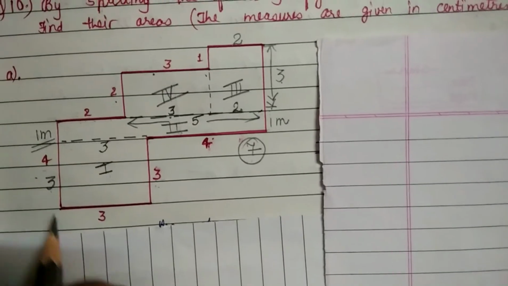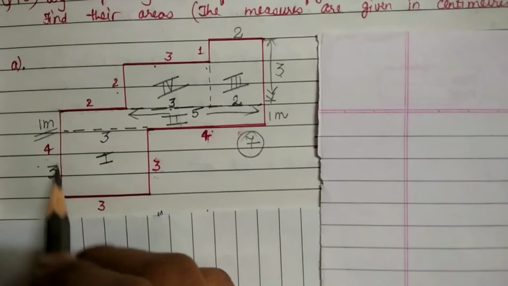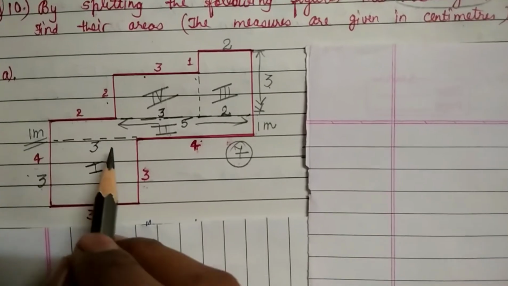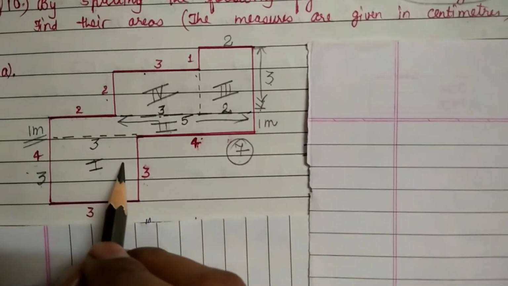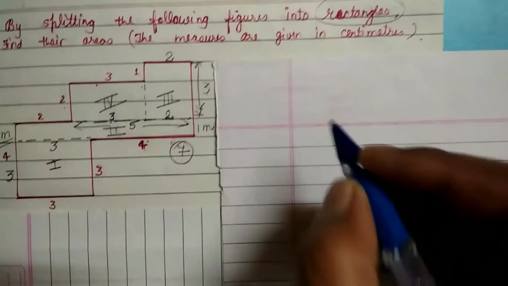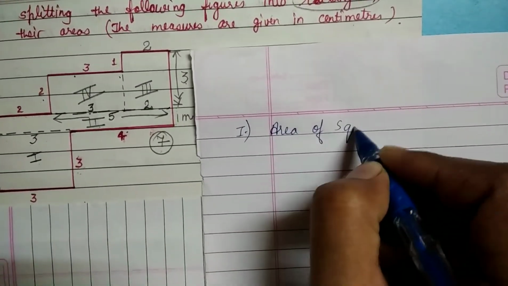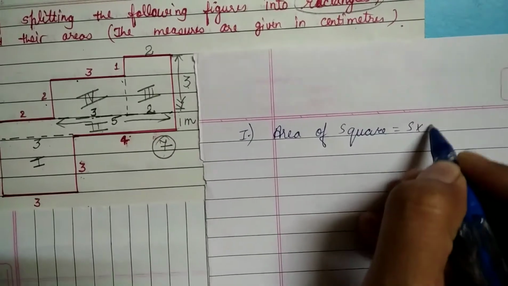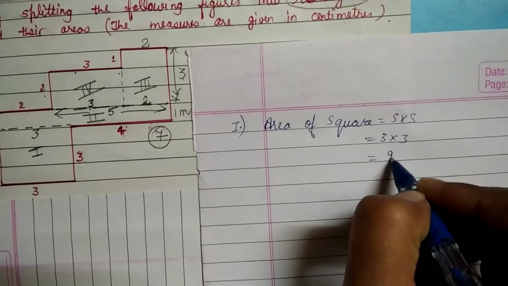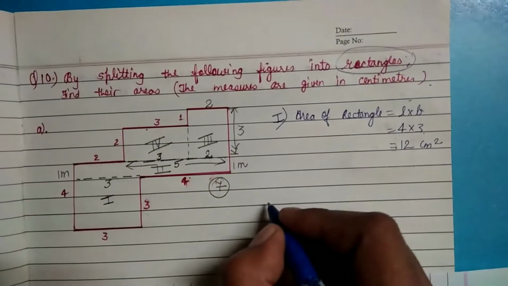So you can see this is the form of a rectangle, but the question is telling us to split the figure into rectangles, and when we split it, we get a square. So in the first one we will take out the area of the square, which is side into side. In the first one, the side is 3, so 3 multiplied by 3 is 9 centimeter square.